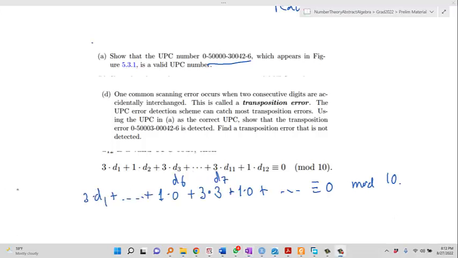Okay, so since this is valid, we know this is true. I rewrote this a little bit more neatly so you can see. Remember, the sixth digit is 0 and the 7th digit is 3. That's going to be important in a moment. Now we want to check out this one here.